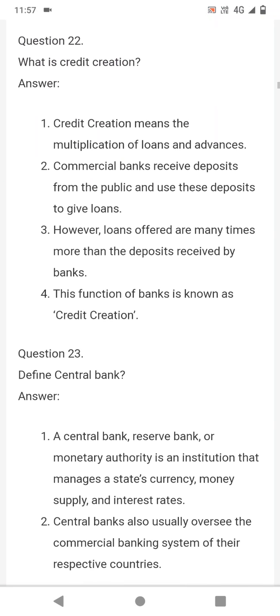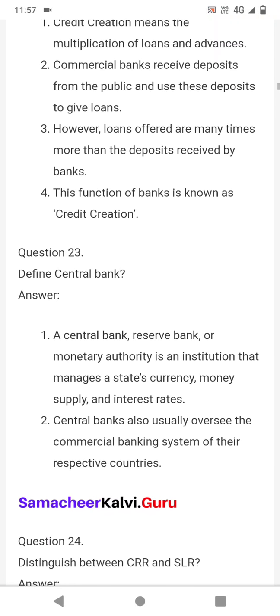Next question, what is credit creation? Credit creation is nothing but the multiplication of loans and advances. Commercial banks receive deposits from the public and use these deposits to give loans. However, the loans offered are many times more than the deposits received by banks. This function of banks is known as credit creation.